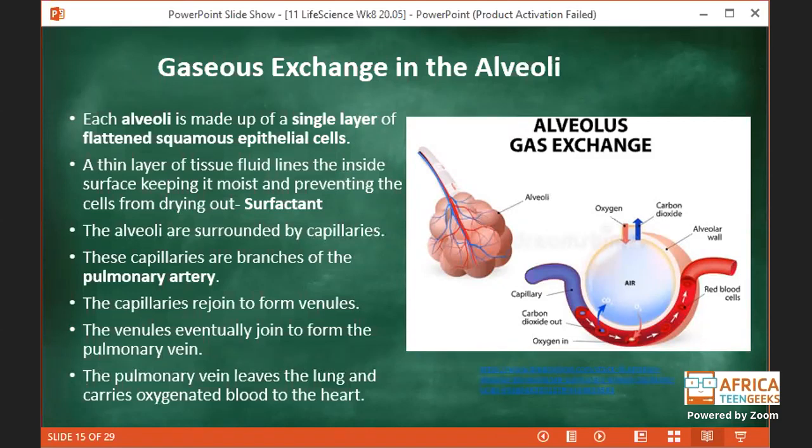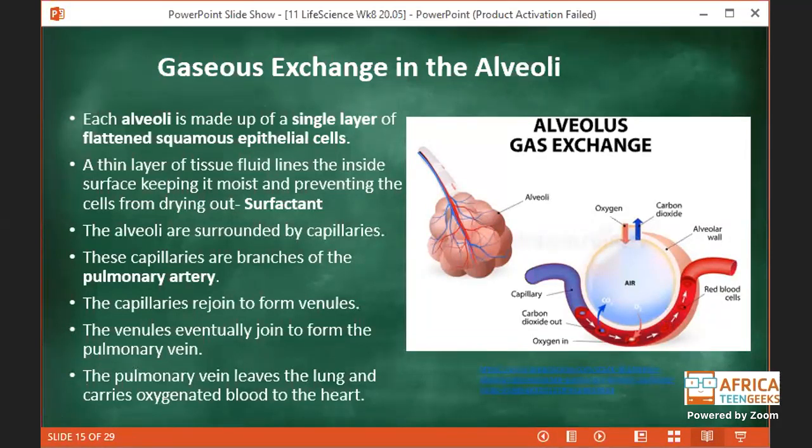The alveoli are surrounded by capillaries. This is your connective tissue around the alveoli, as you can see in this picture, indicated with the blue and the red colors. These capillaries are branches of the pulmonary artery. The capillaries rejoin to form venules, and then the venules eventually join to form the pulmonary vein, and the pulmonary vein leaves the lung and carries the oxygenated blood to the heart.